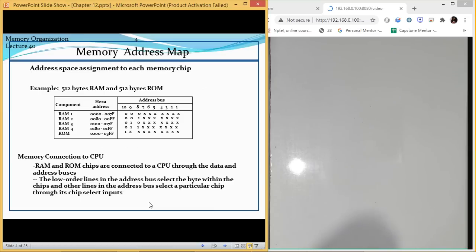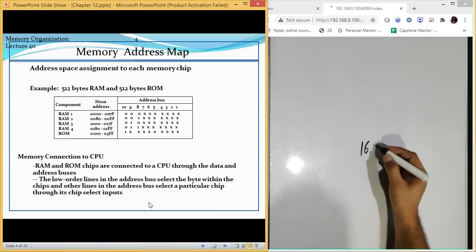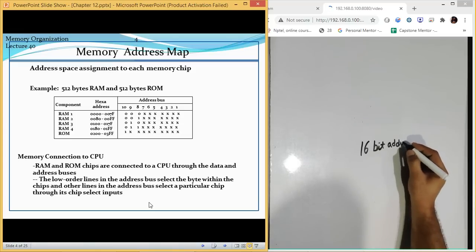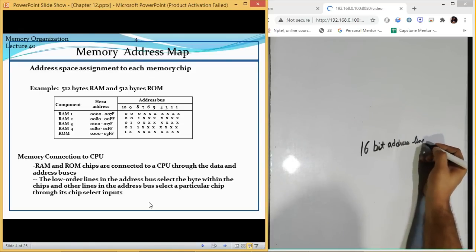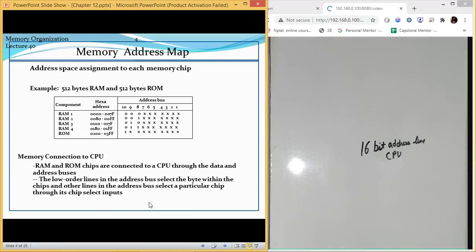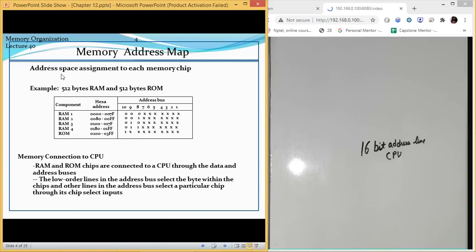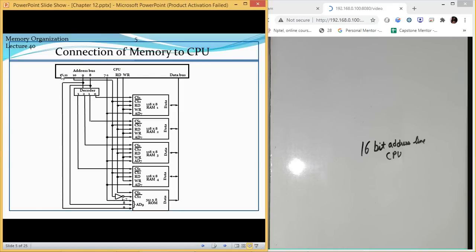So first of all, we are having 16-bit address line, and this line is coming from CPU. You can check this in your next slide. The address line starts from 1 and ends at 16, so there are 16 bits in that address line. Now, inside that address line, we are having two different types of memories connected. First one is RAM, second is ROM.